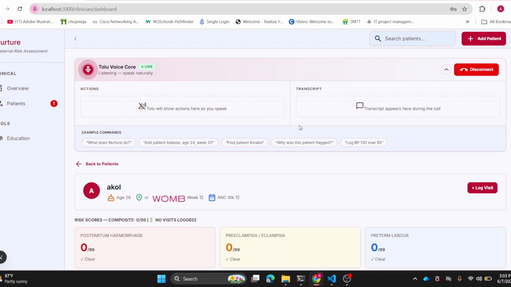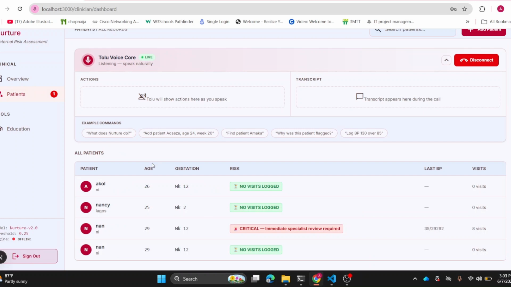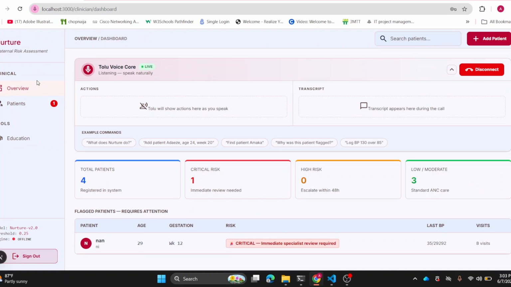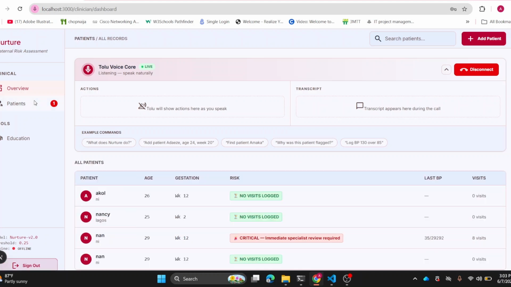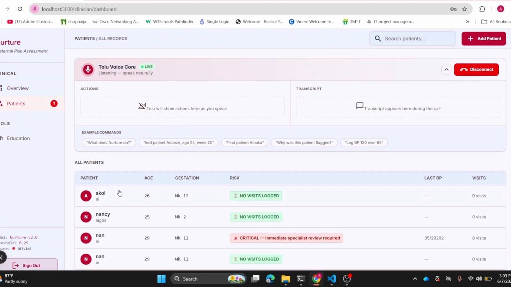So Tolu, tell me about Nuture. Nuture is an early warning system that predicts high-risk pregnancies before complications occur. It uses XGBoost models to score patients for postpartum hemorrhage, preeclampsia, and preterm labor at each antenatal care visit.